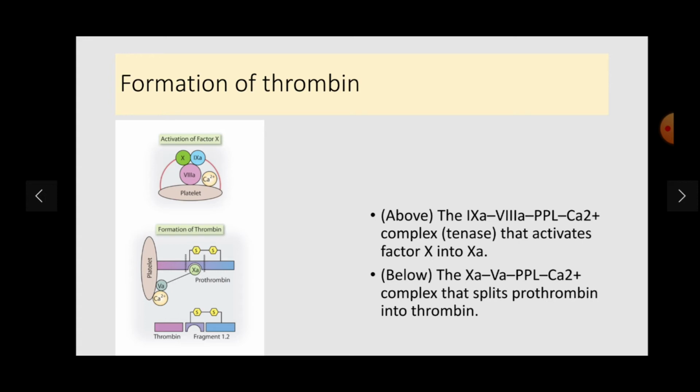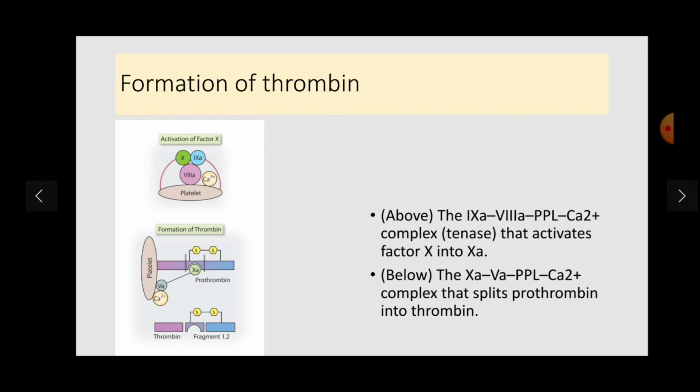Here we can see in the figure, on the surface of the platelet, factor 10, factor 9, factor 8 and calcium are concentrated. This is known as tenase complex. Tenase complex activates factor 10 to factor 10A, which along with activated factor 5 and calcium forms the prothrombin activator complex. Now this prothrombin activator complex cleaves prothrombin into thrombin and fragment 1.2.